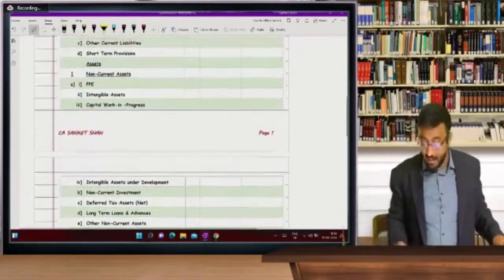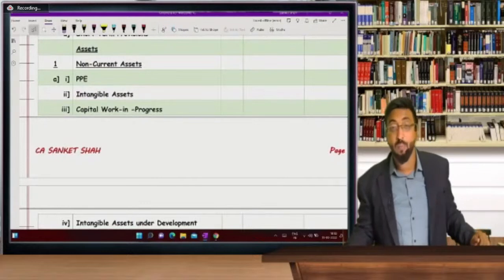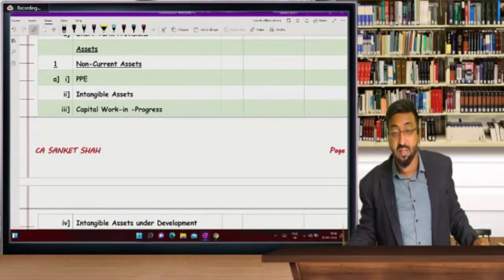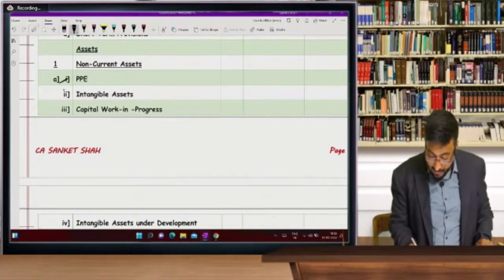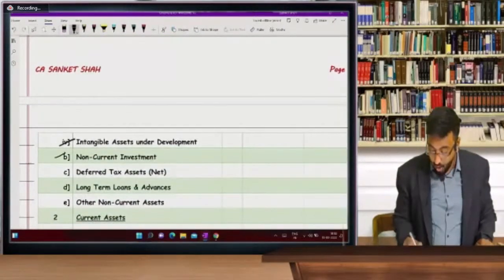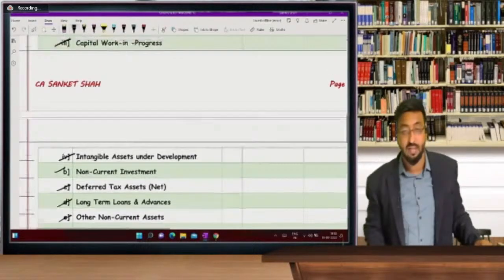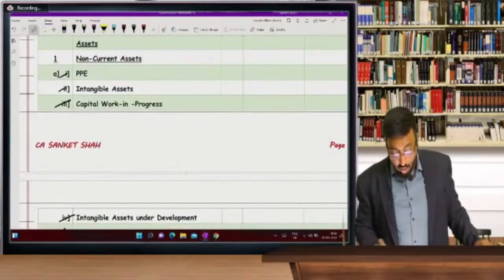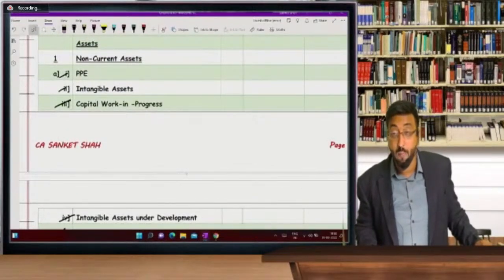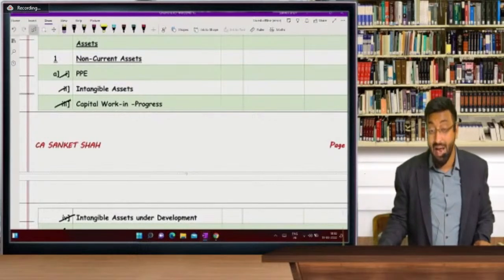So see, beta, in assets, we have non-current assets. Under that: property, plant and equipment, intangible assets, capital WIP, and intangible assets under development; B, non-current investment; C, deferred tax asset, long-term advances and other non-current assets. So in non-current assets, we have property, plant and equipment instead of tangible assets. This pro forma you have to learn by heart.